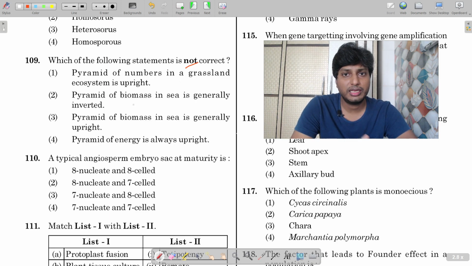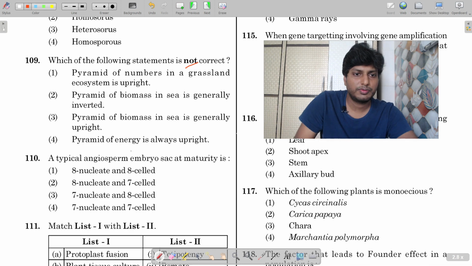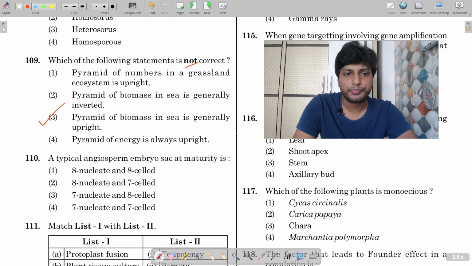Pyramid of biomass can never be upright in the case of the seas, the water bodies. So it is always basically inverted. So this seems to be a very much wrong answer. That's why the answer of this particular question will be C. And the fourth option said that the pyramid of energy is always upright. That is true, because as we see, the maximum amount of energy is always stored in the producers.